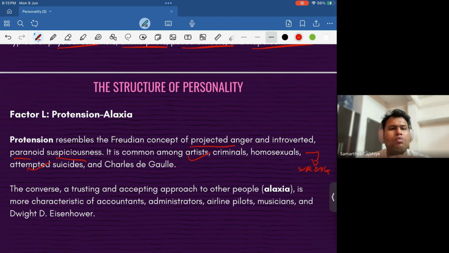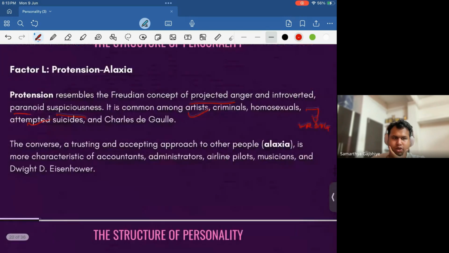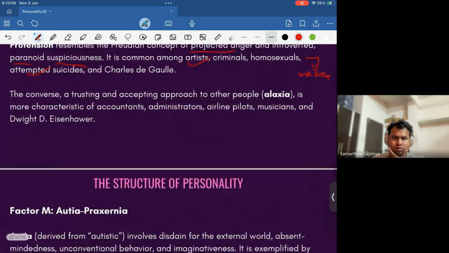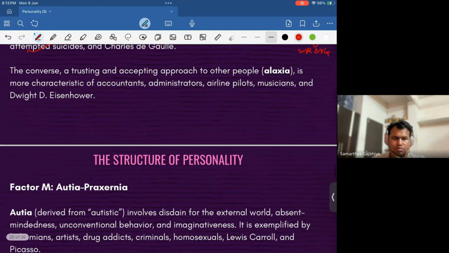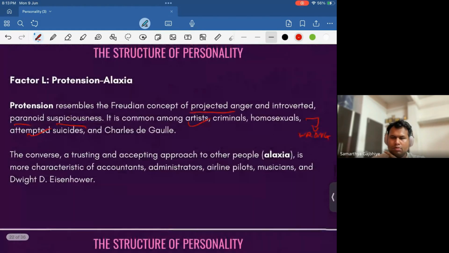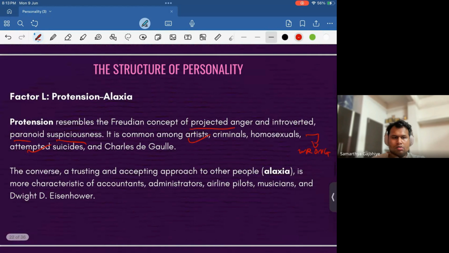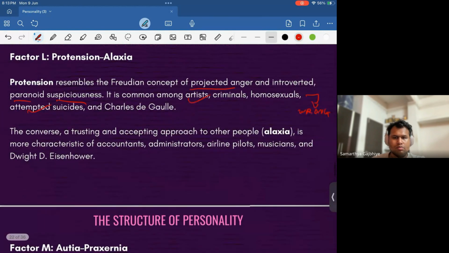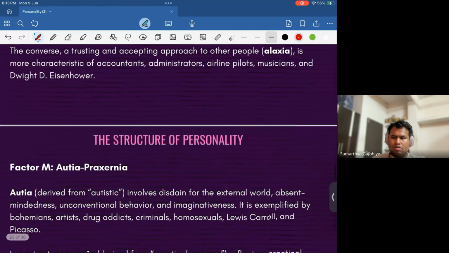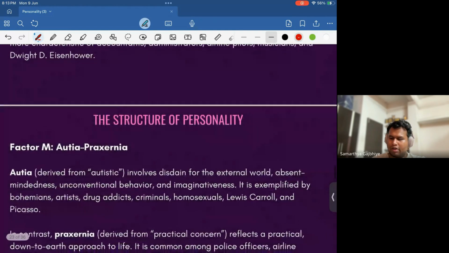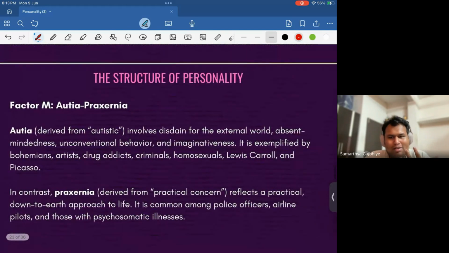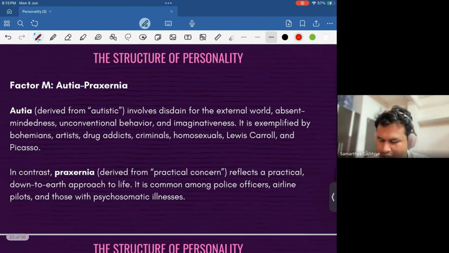Tell me, more protension or more alaxia? Quickly, quickly, quickly. Protension or alaxia? Tell me. Alaxia. Okay, I have one answer. Oh man, I can feel your tiredness. Okay, it's almost done, finishing now.